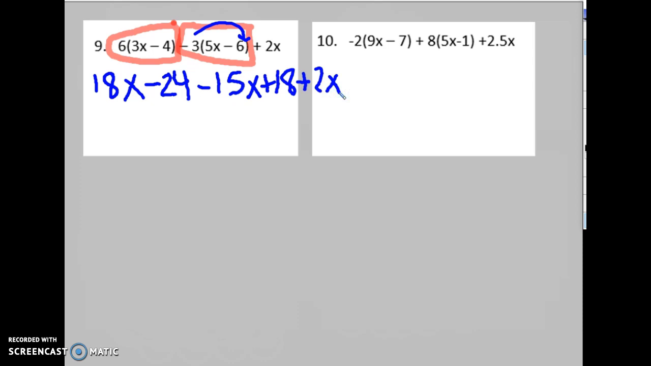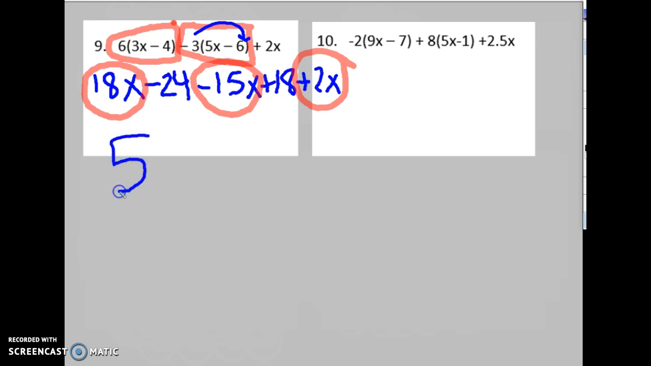Now the last thing that we have to do is combine our like terms. So I'm going to put a circle around everything that has an x at the end, and I'm also going to include the sign that's in front of the number. So we have 18x minus 15x and then plus 2x. And you can use your calculator here, that's not a big deal. So do 18 minus 15 and then plus 2 gives you 5.